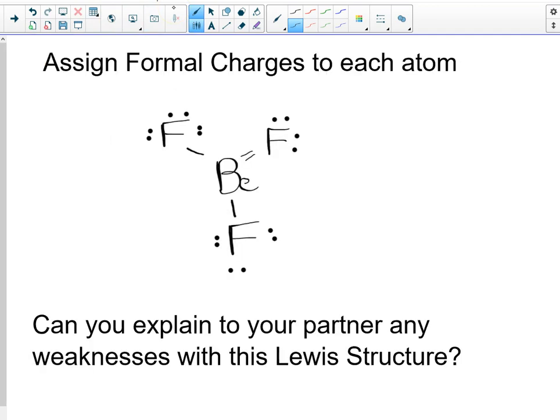Assign formal charges to each atom here, if you would. And then can you explain to your partner any weaknesses with this Lewis structure?